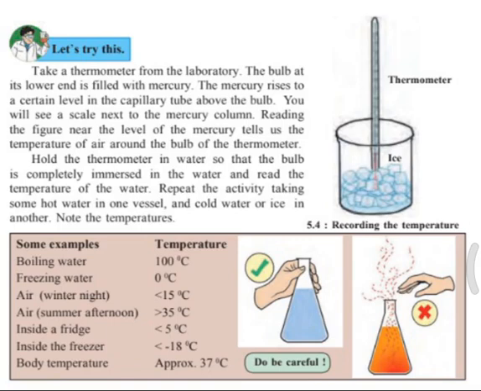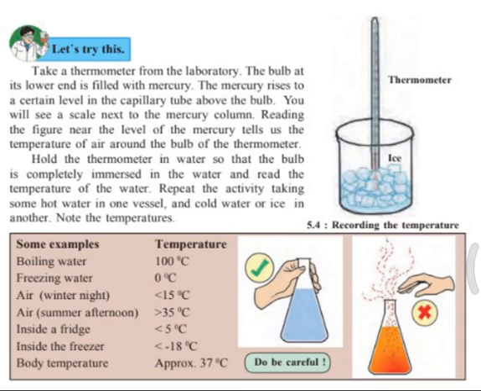Next, we will see how the temperature is recorded. Okay, that is the most important, because if you do not know how to record the temperature, then that instrument is of no use, right, children? So let us see how we do it. Take a thermometer from the laboratory. The bulb at its lower end is filled with mercury. The mercury rises to a certain level in the capillary tube above the bulb. You will see a scale next to the mercury column. Reading the figure near the level of the mercury tells us the temperature of the air around the bulb of the thermometer. Okay, children?